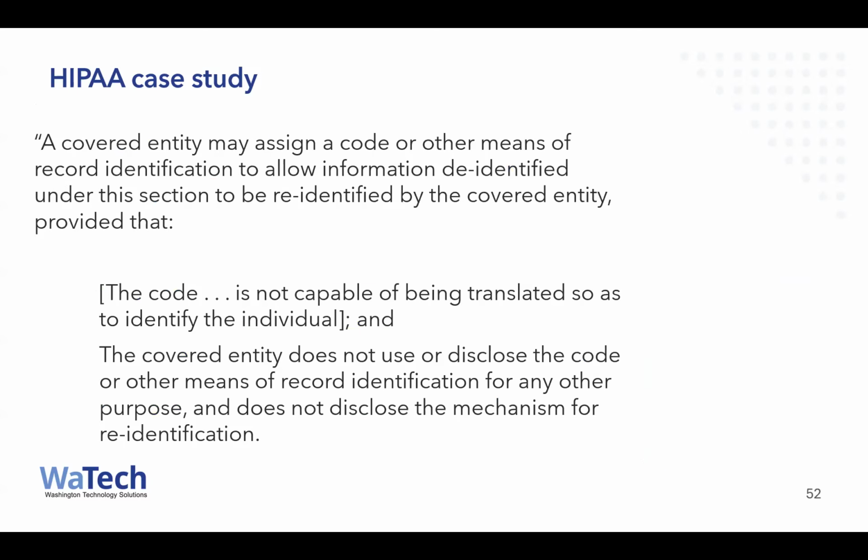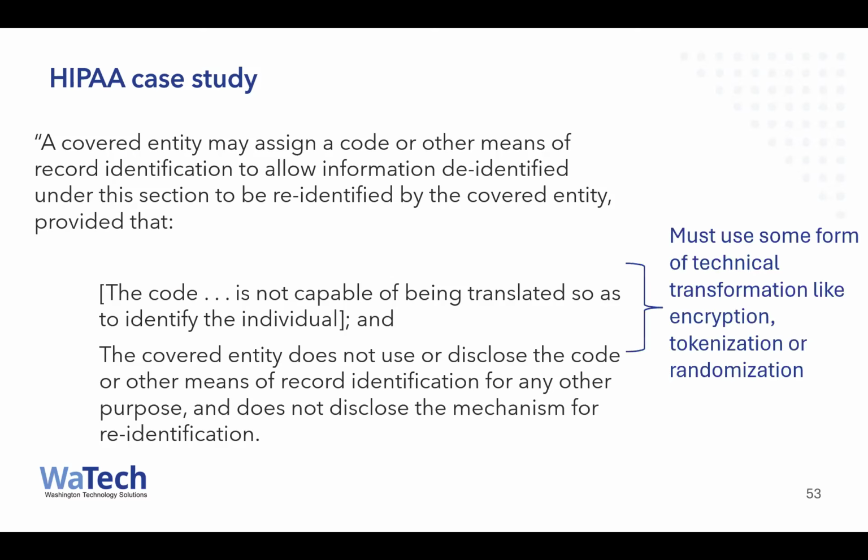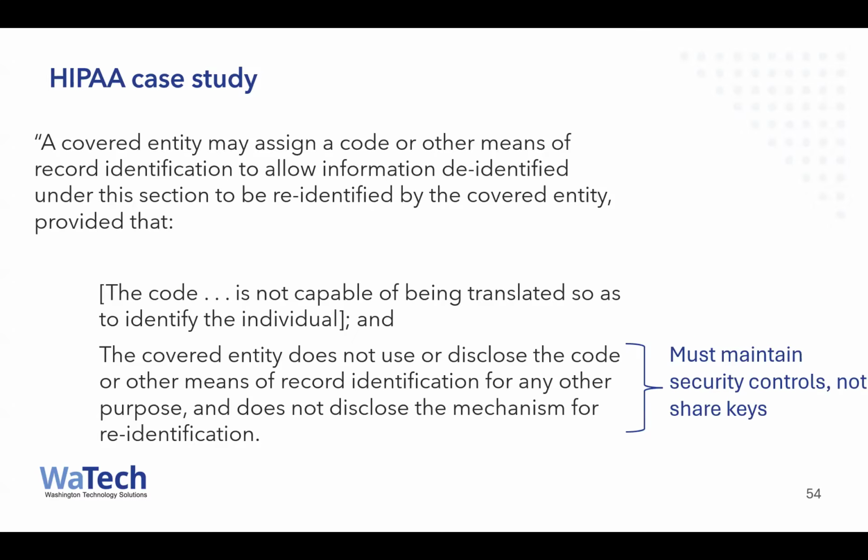HIPAA also helpfully goes through some examples of pseudonymization. The first one is that they very explicitly allow you to use some kind of transformation, like encryption or tokenization or randomization, where you're replacing direct identifiers with something else that doesn't directly re-identify the person. In doing that, you need to also maintain security controls and not share keys around how that code is generated.